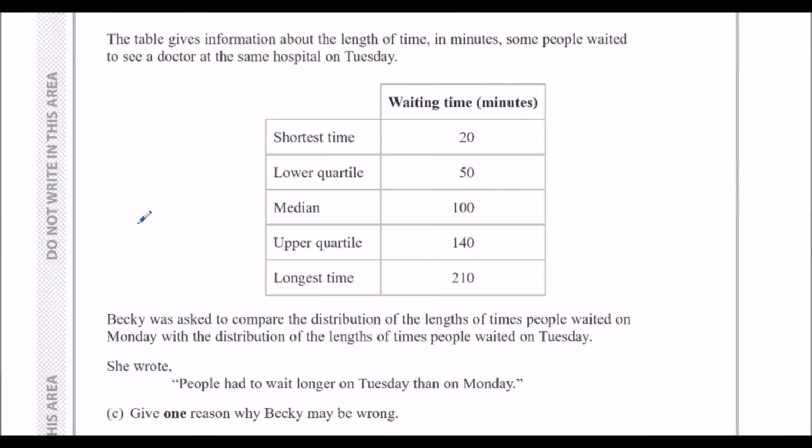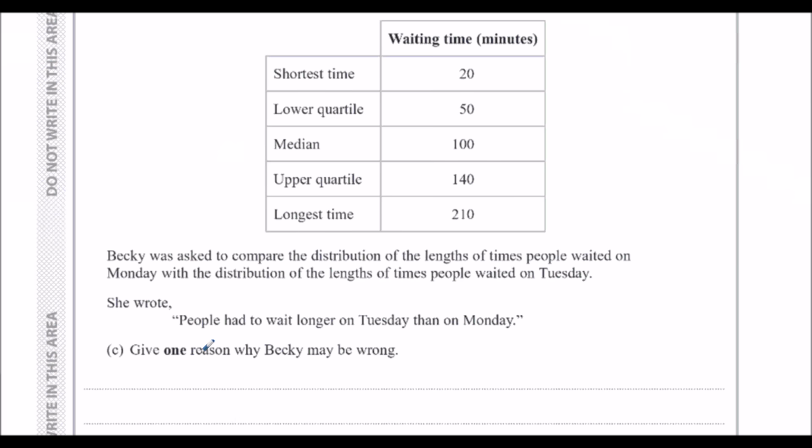The table gives information about the length of time in minutes some people waited to see a doctor at the same hospital on Tuesday. So we've changed from Monday to Tuesday. And Becky was asked to compare the distribution of lengths of times waited on Monday and Tuesday. She wrote people had to wait longer on Tuesday than Monday. Give one reason why she may be wrong.